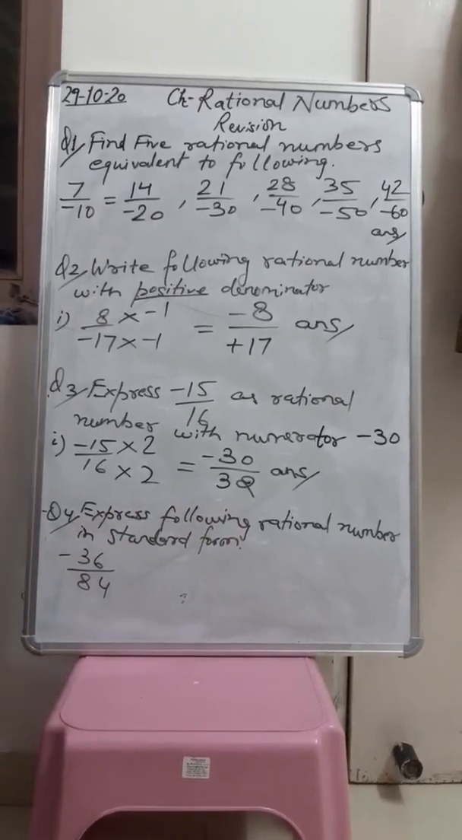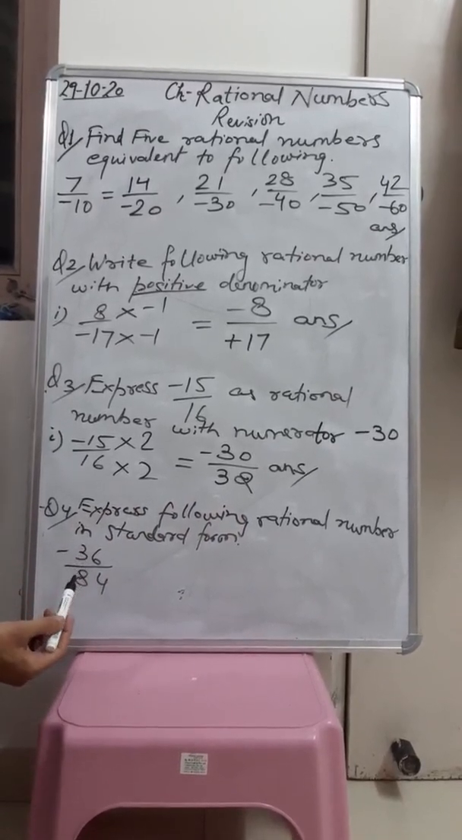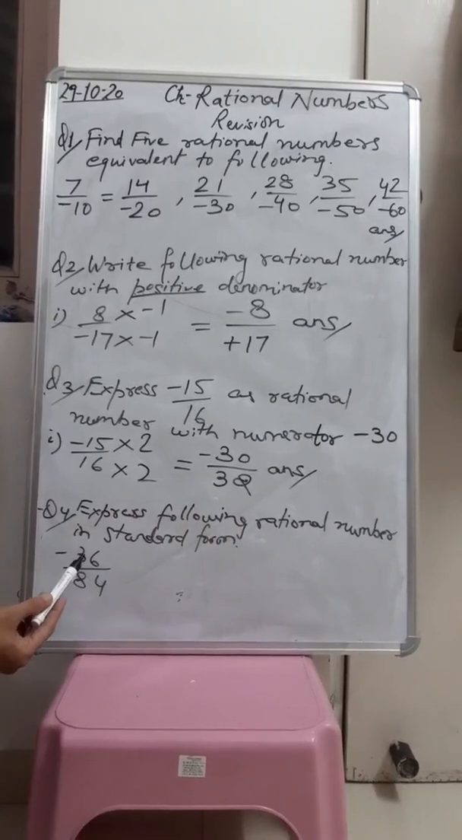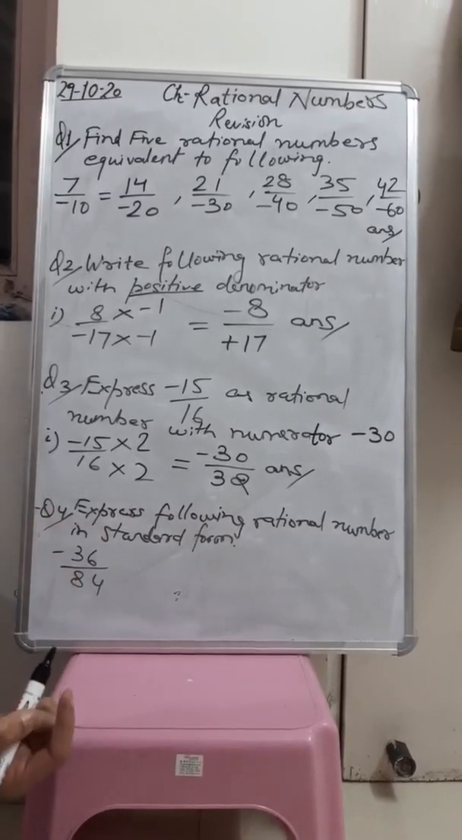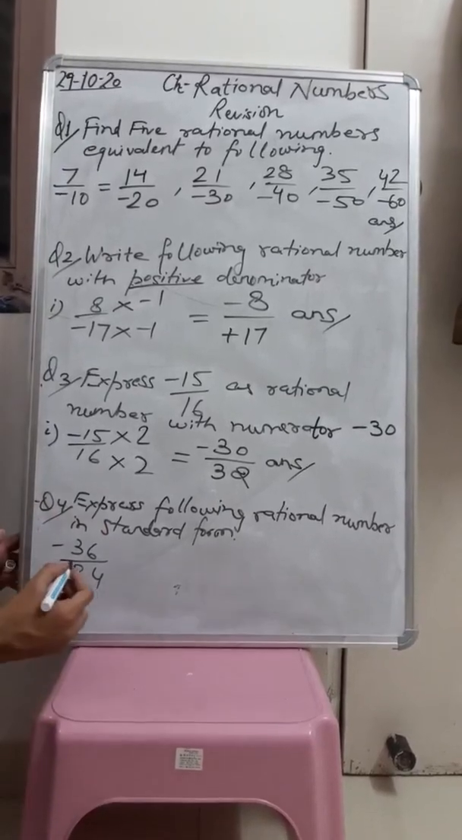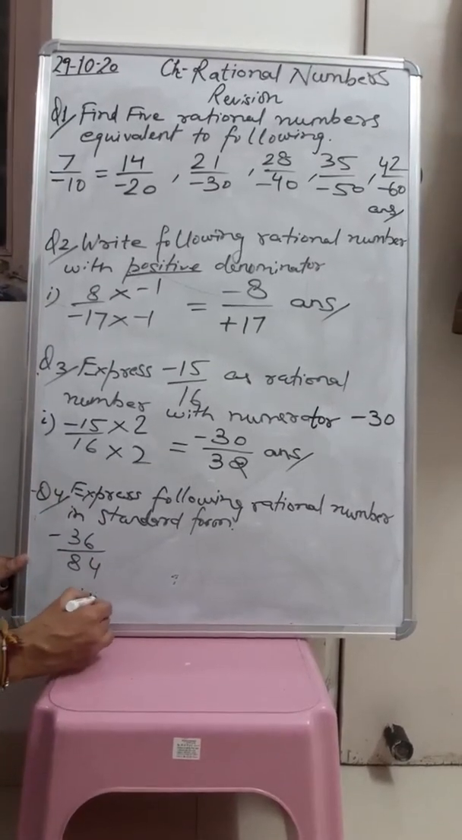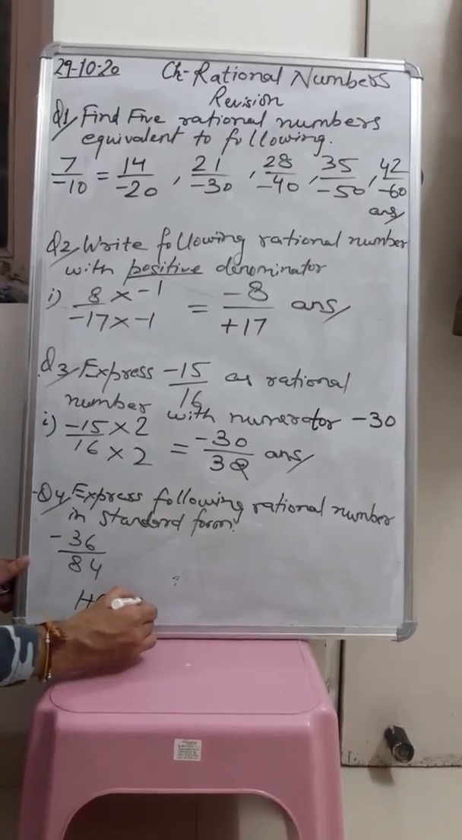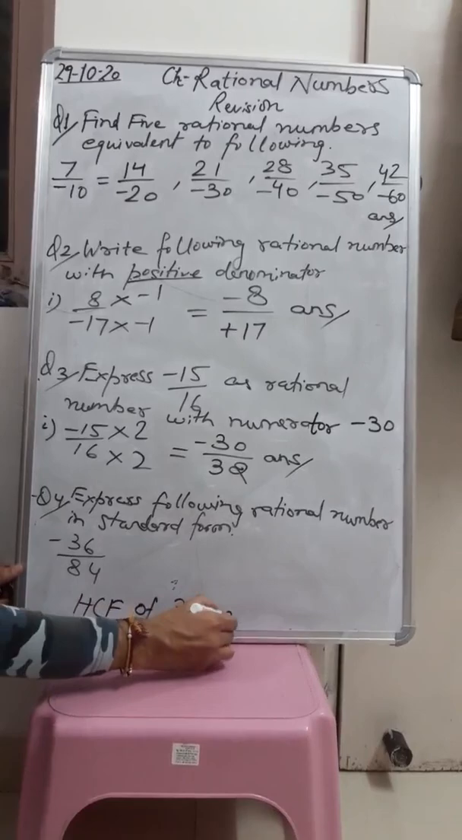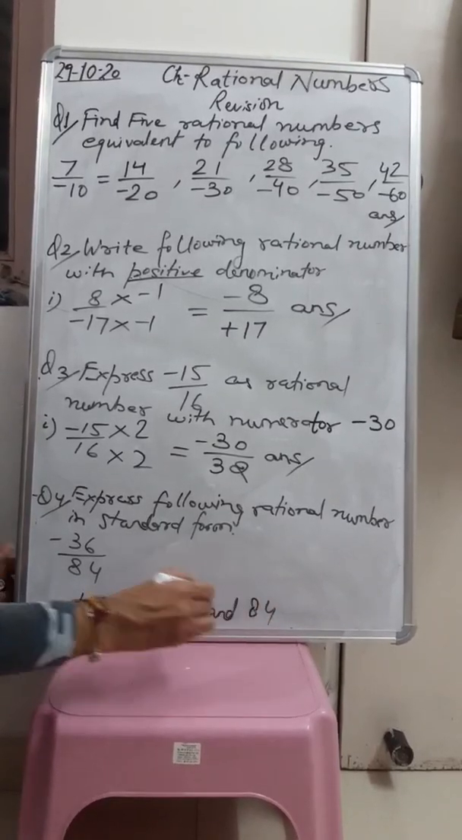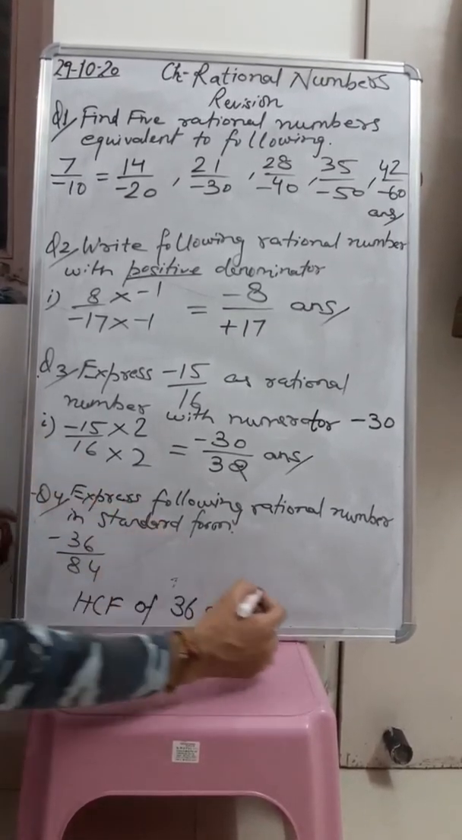Now, fourth question is express following rational number in standard form. So here we can see that rational number that has been given to us is minus 36 upon 84. We have to write in standard form. Standard form means smallest rational number. So first we have to find out the HCF of both numerator and denominator. HCF of 36 and 84 will be 12.